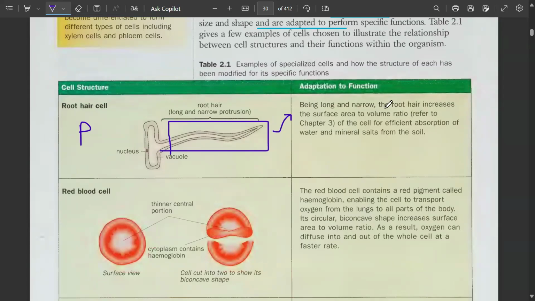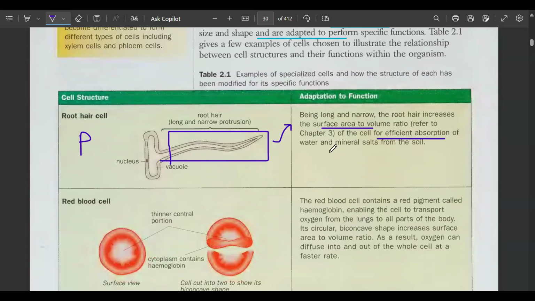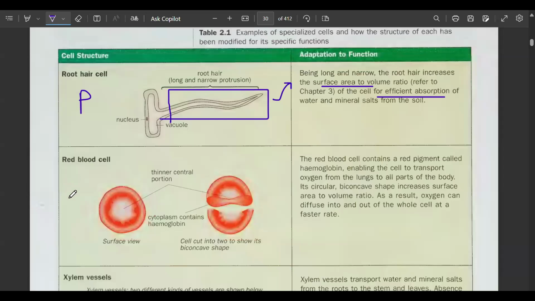Because being long and narrow, the root hair increases the surface area to volume ratio of the cell for efficient absorption of water and mineral salts from the soil. Yes, the Golgi apparatus and cytoskeleton are not in your syllabus, it's just for labelling. Okay, they are definitely not in the syllabus.